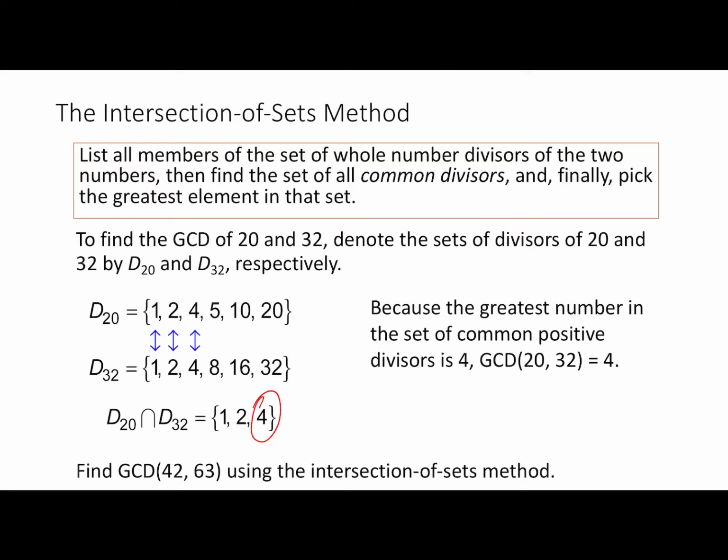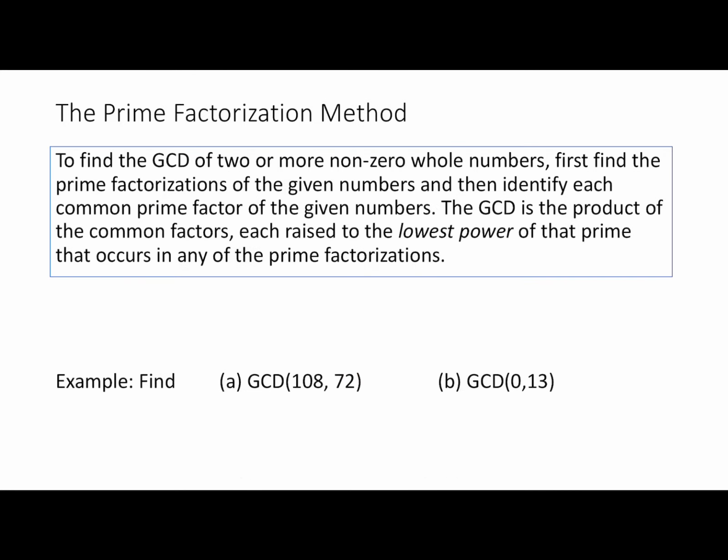I'm going to let you try to find the GCD of 42 and 63 using the intersection of sets method. If you have trouble with that, please let me know. So that's our first method for calculating the GCD.